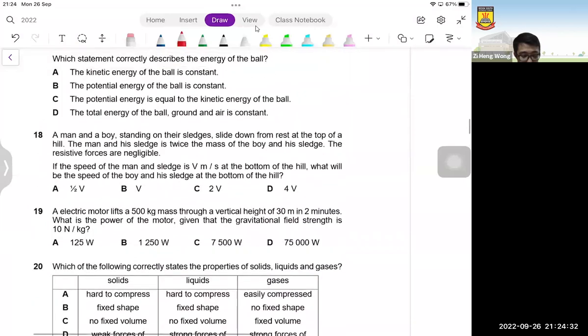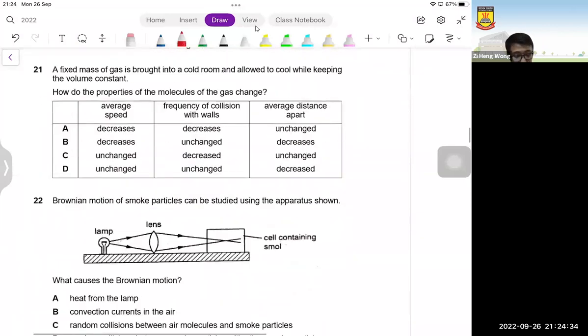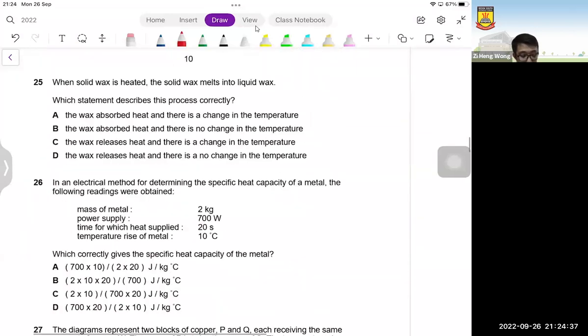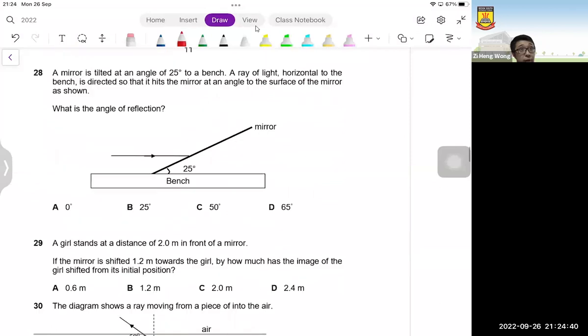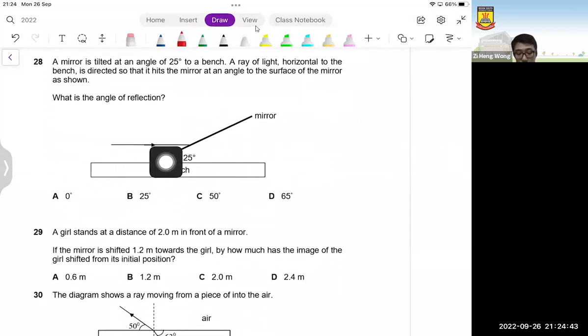Question 28. Over here you have a mirror tilted at 25 degrees to a bench. A horizontal ray of light comes here. They ask you what is the angle of reflection. If this is 25, and the ray of light is horizontal, parallel to the bench, then by alternate angles this must be 25 degrees. What is the angle of reflection? You need to understand that my normal is here. So my angle of incidence is actually 65 degrees. So of course, my angle of reflection will also be 65 degrees.